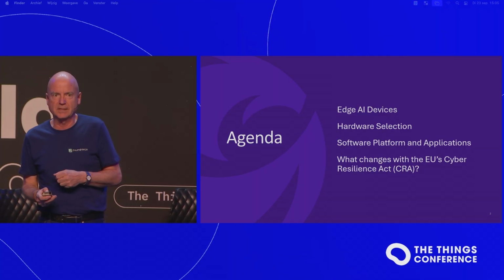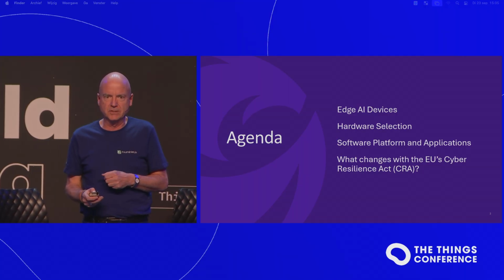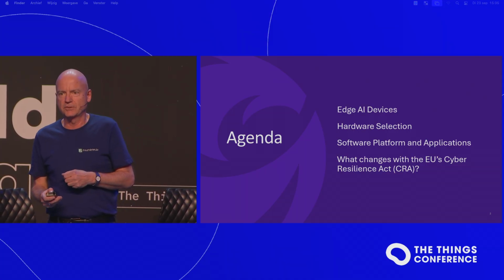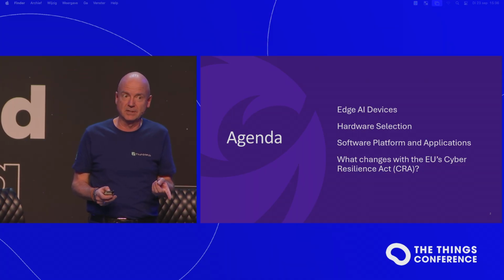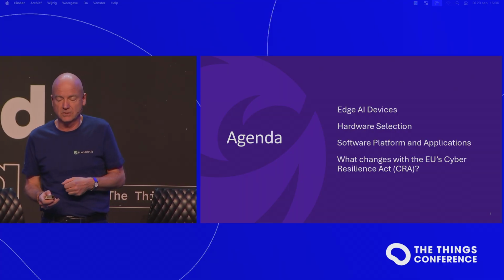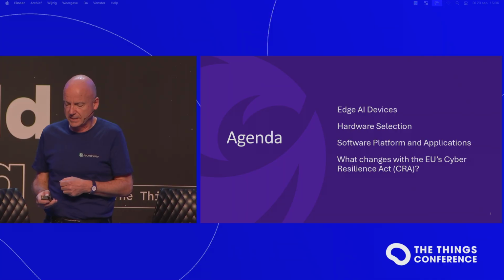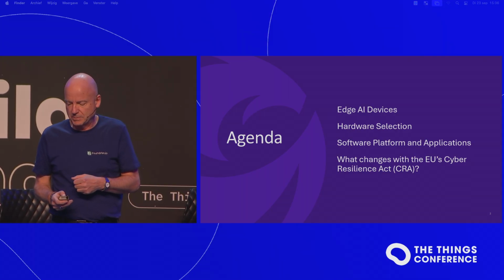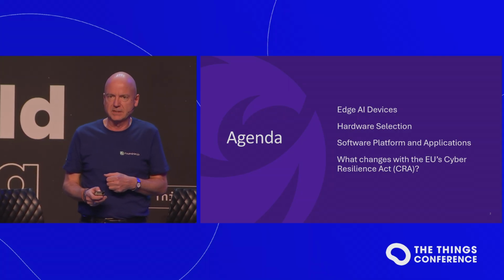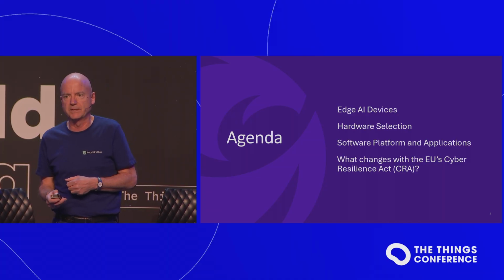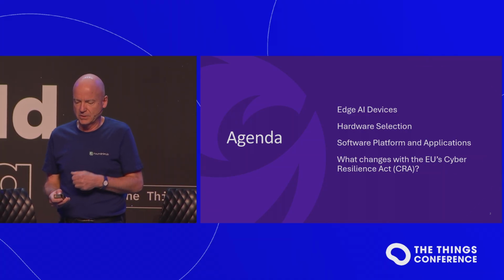We all know how to select hardware, but we're not very good at working with software companies before we choose the hardware. And that actually can cause a lot of problems in deployment and a lot of cost in terms of technical debt. And then, what are the implications of the EU Cyber Resilience Act? There's been a lot of talk about this. I'll give you a very quick summary, and then we'll close.